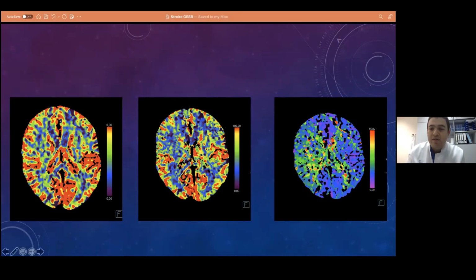That's how it looked in the perfusion CT. And here you see in the time to drain perfusion, there is a little bit of mismatch between blood flow and blood volume.